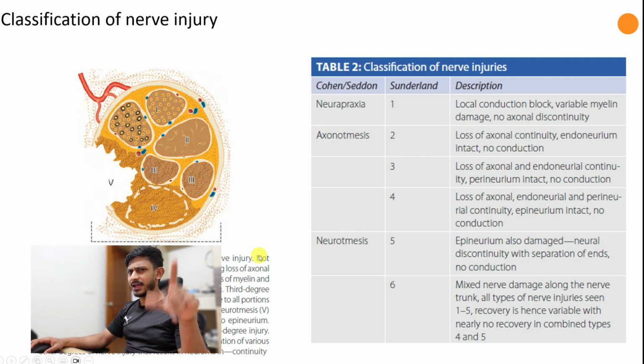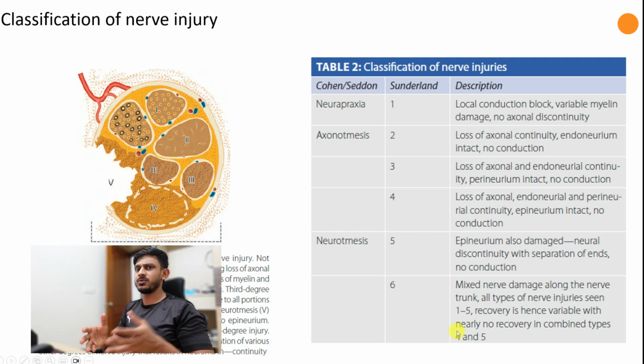Axonotmesis has axonal discontinuity and myelin sheath disruption, while all the nerve layers, endoneurium, epineurium, and perineurium, are intact. Sunderland grade 3 has axonal discontinuity and endoneurial discontinuity, whereas perineurium and epineurium are intact. Sunderland grade 4 has endoneurium, perineurium, and axonal discontinuity, whereas epineurium is intact. There will not be conduction, obviously. In neurotmesis, or grade 5, epineurium, endoneurium, and perineurium, everything is damaged along with axonal discontinuity. Grade 6 is mixed nerve damage, where across the length of the nerve some part will be grade 1, some part grade 2, and some part grade 3.